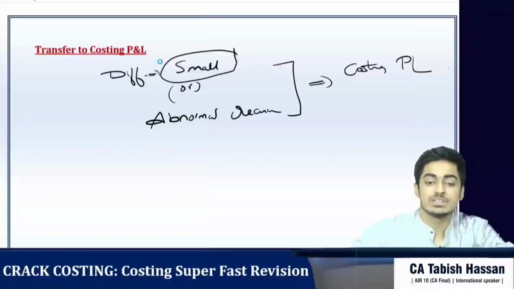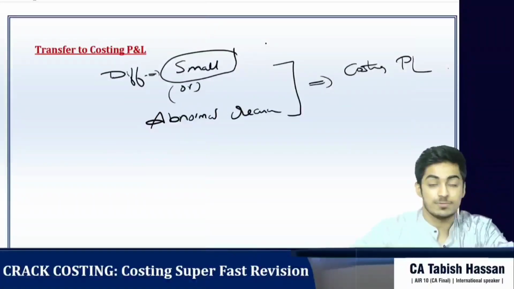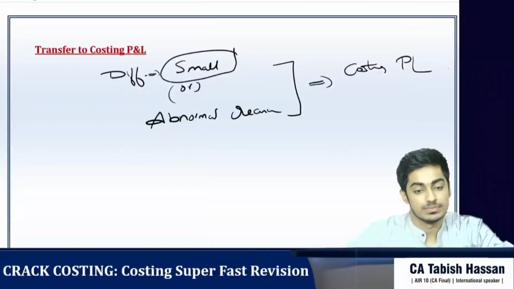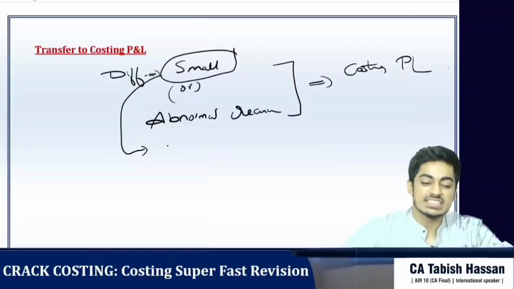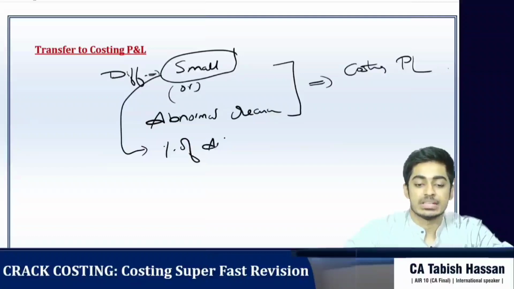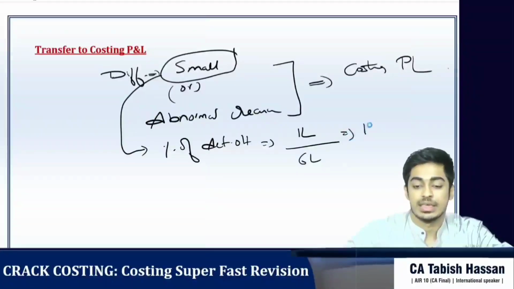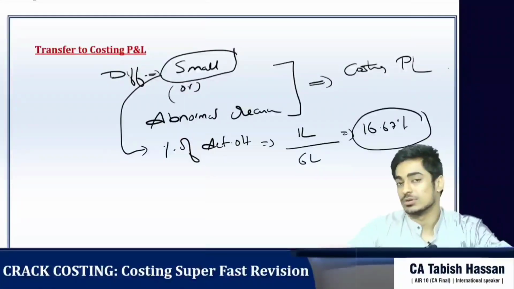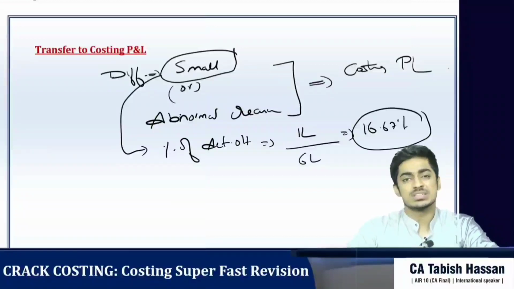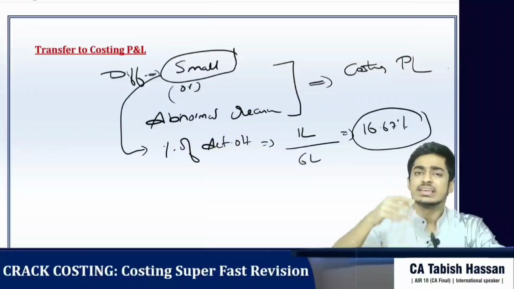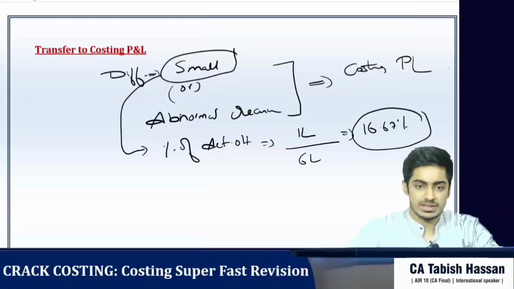What do you mean by difference is small? Whether 5,000 is small, 500 is small, 5 rupee is small, 5 lakh is small, 50 lakh is small. We generally see it as the percentage of actual overhead cost. So the under absorption in our case was 1 lakh. I compared it with the actual overhead of 6 lakh and got around 16.67%. 16.67% is not small. But if it was somewhere less than 1%, we would have treated it as small and directly charged the same to costing P&L.